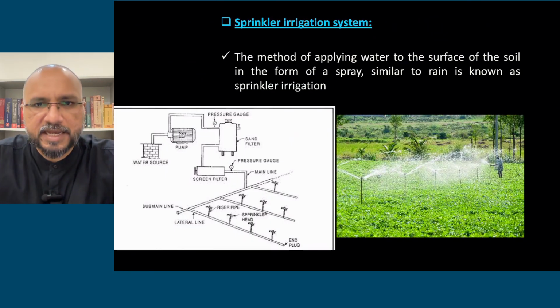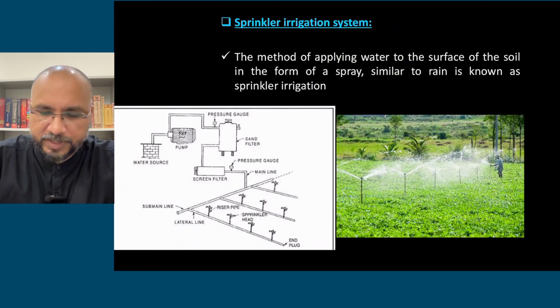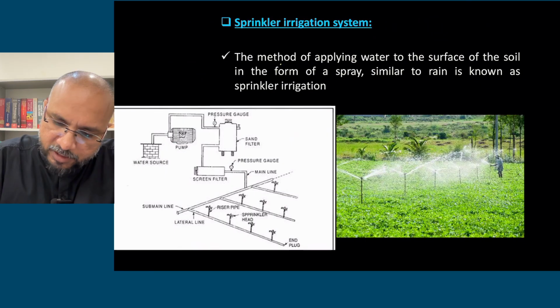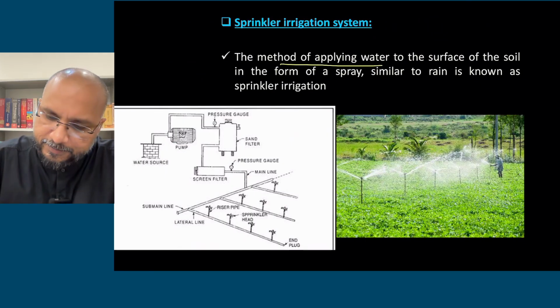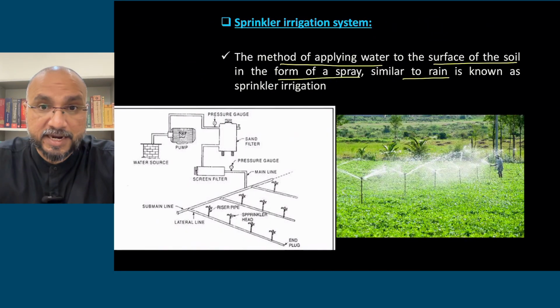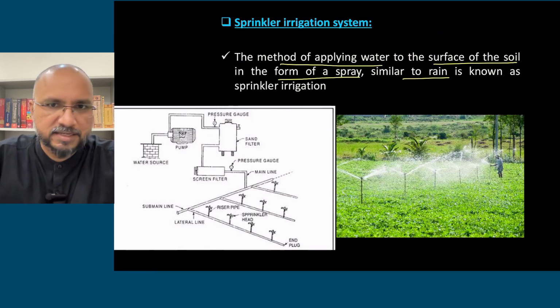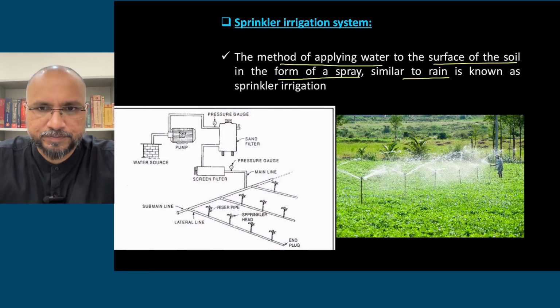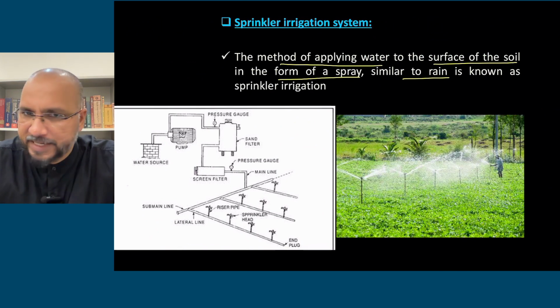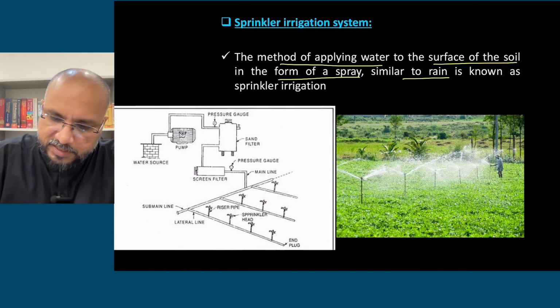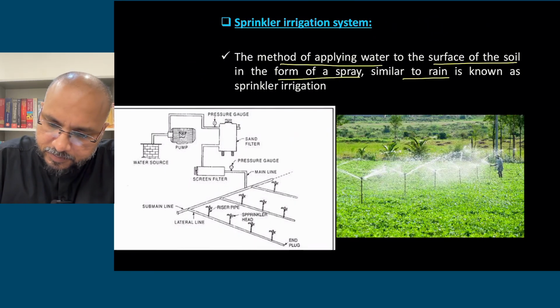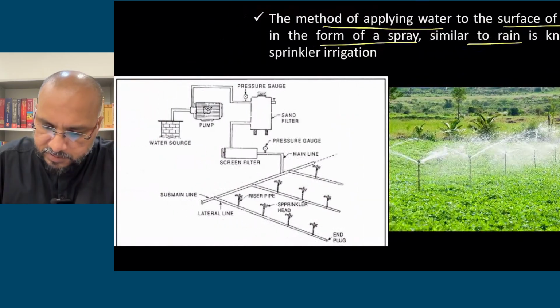So sprinkler system, you are applying the water in the form of rain. The method of applying water, you are irrigating the surface of the soil in the form of a spray similar to rain. So water is applied in the form of spray just as rain. This is known as the sprinkler irrigation system. Now if you see the equipment, we will go through it quickly. If you look at the equipment, I will maximize this.